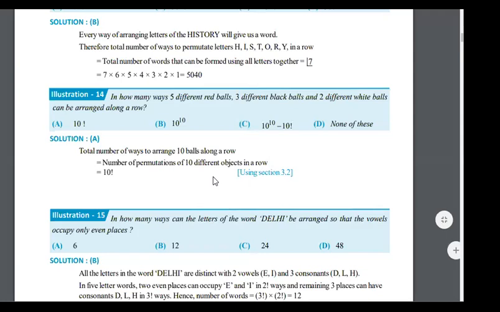If we have a problem like this, just see example 14. In how many ways can 5 different red balls, 3 different black balls, and 2 different white balls be arranged along a row? It doesn't matter if it is 5, 3, and 2, because all the balls are different. Yes or no? So the total number of balls is 10. So 10 balls can be arranged along a row in 10 factorial ways.